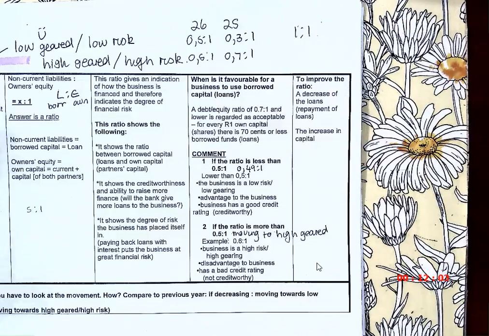For every 1 rand of my own capital, I borrowed 1 rand. It's 50-50. If it's 2 to 1, for every 1 rand I borrowed 2 rand. So now it's actually 2/3 borrowed, 1/3 owned. Can you see? You guys get where I'm going? Okay.